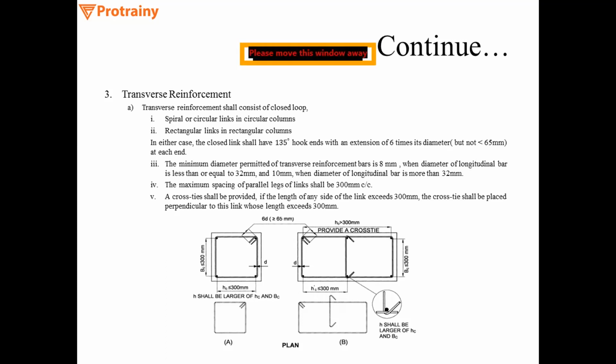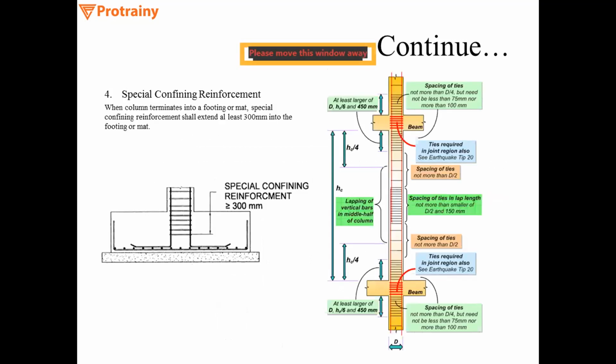Here you can see a 135-degree angle provided at the hook end. So that is mandatory. The hook length should be 6D or 65 mm, whichever is greater. As I have told you earlier, if you consider the American codes, it is 10D, but as per the Indian codes, it is 6D.